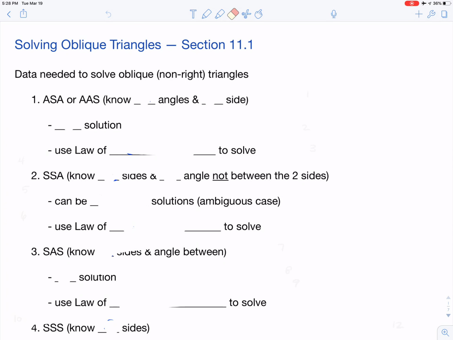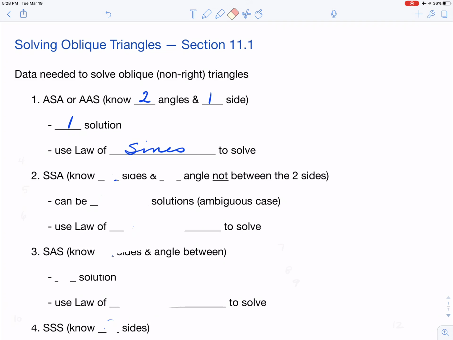So the first thing, if I know either ASA or AAS, and those letters stand for angles or sides. So in this case, I know angle, side, angle, or angle, angle, side. What that means is that I know two of the angles on the triangle and I know one of the sides. That side might be in between the two angles, or that side might not be included in between the two angles. It just depends. In this case, I'm going to have one solution and I'm going to use the law of sines to solve that.